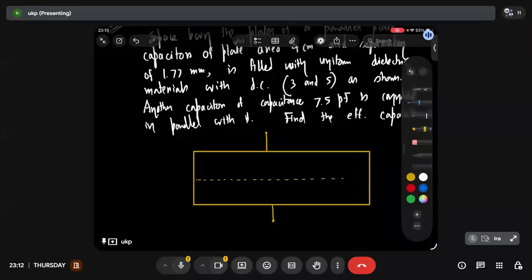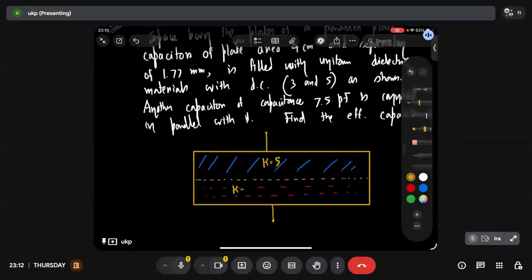At the top there is a dielectric material. This is one dielectric material. Below, you have another dielectric material. These are two different dielectric materials. For this one, the dielectric constant is equal to 5. For this, the dielectric constant has been given to be 3. This distance is given as d by 2. This is also given as d by 2. Let's solve it.